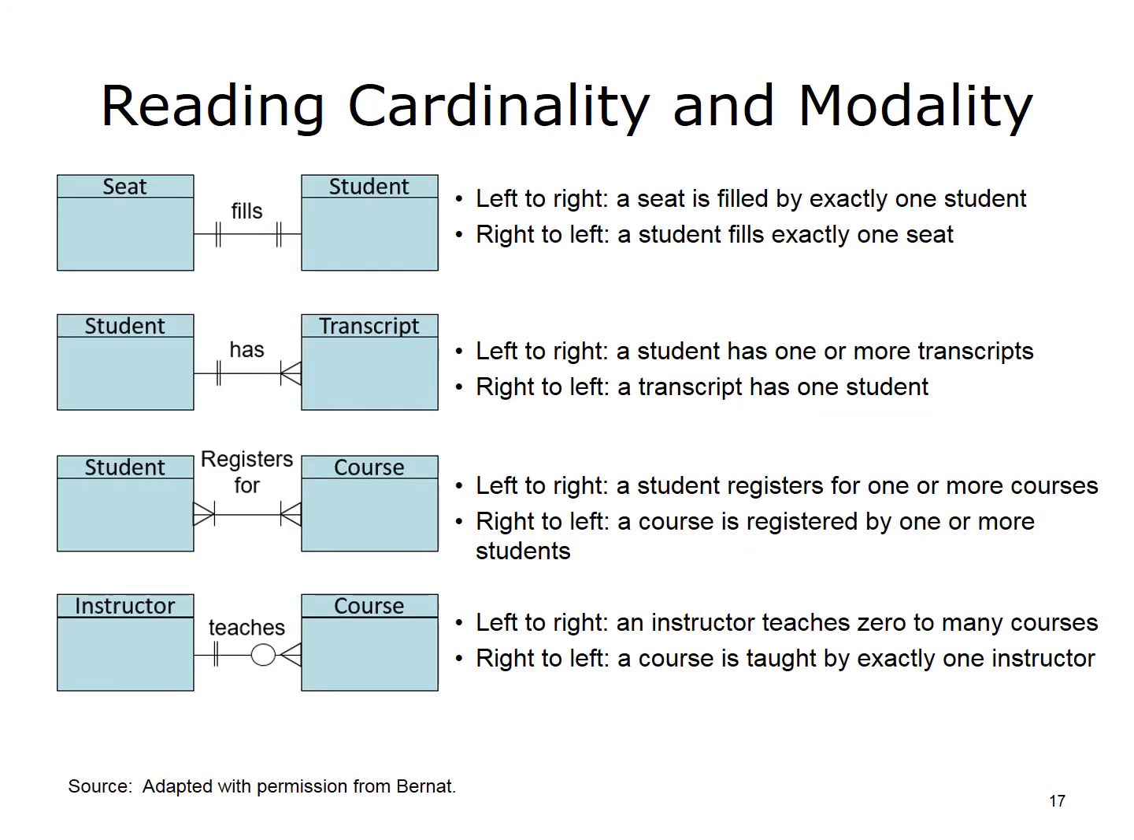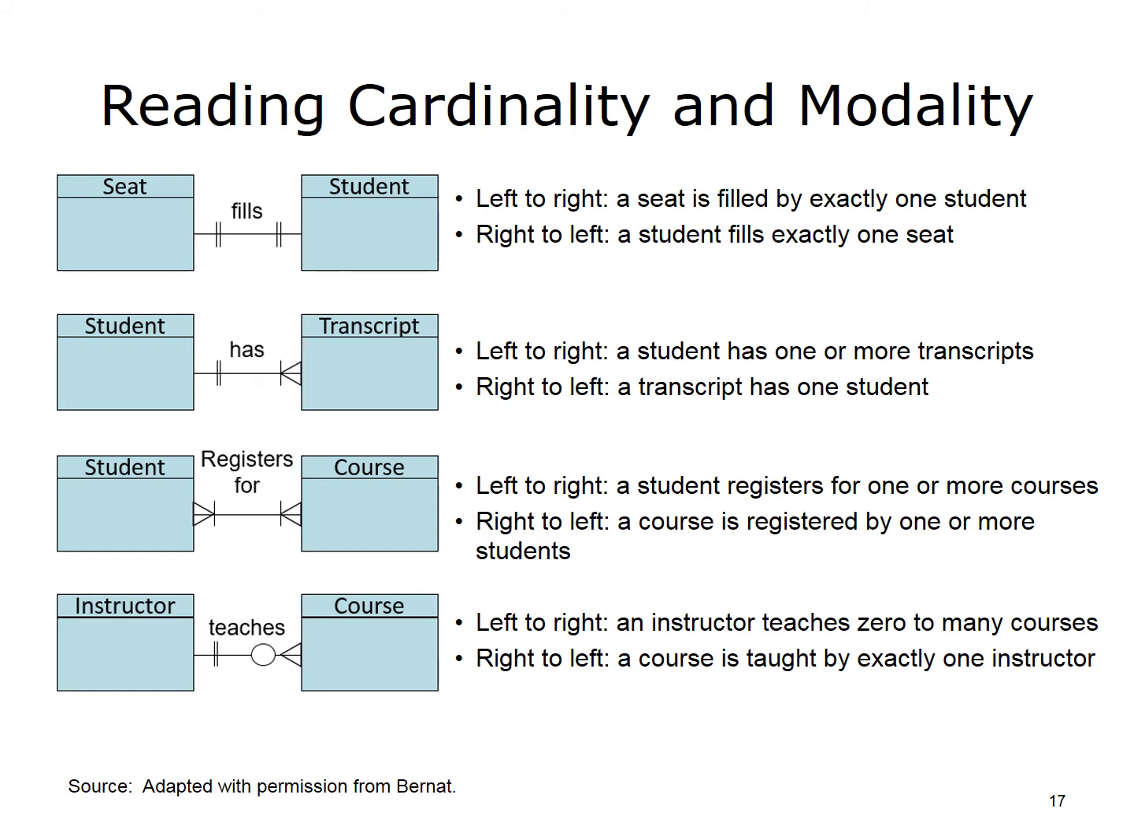On an ERD, modality and cardinality look like the examples in the slide. Remember that these are shown on both sides of a relationship. Thus, there is a left to right and a right to left reading direction. Pause the slides and read through each of the examples. The seat fills student example shows left to right, a seat is filled by exactly 1 student. Right to left, a student fills exactly 1 seat.